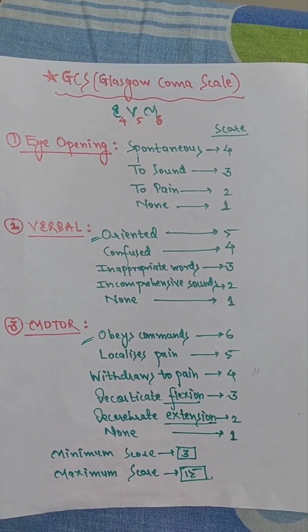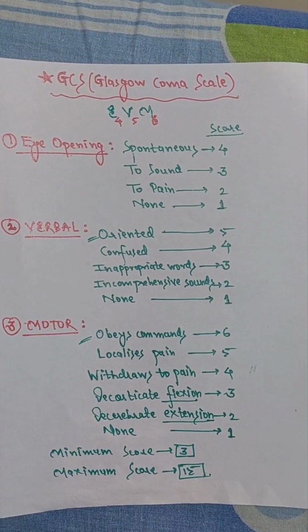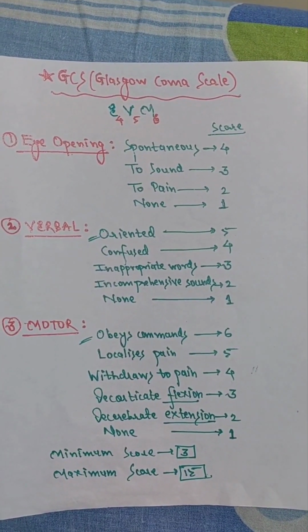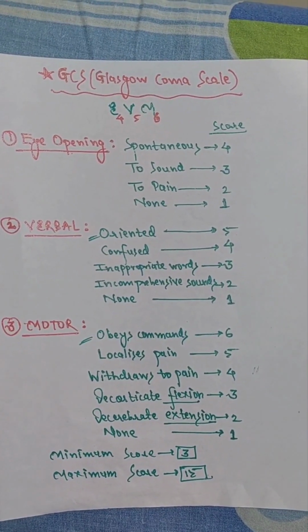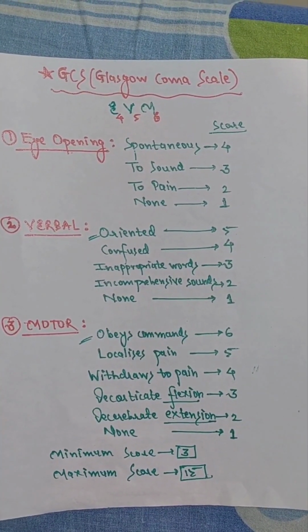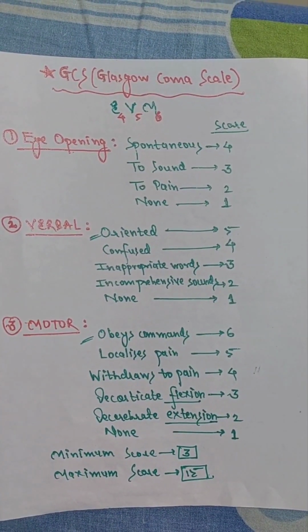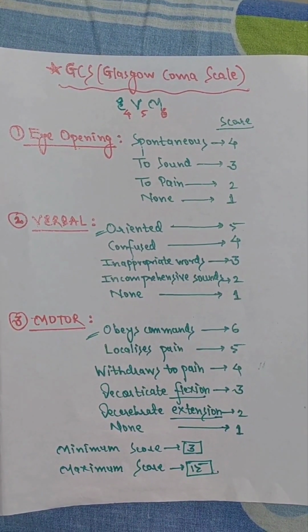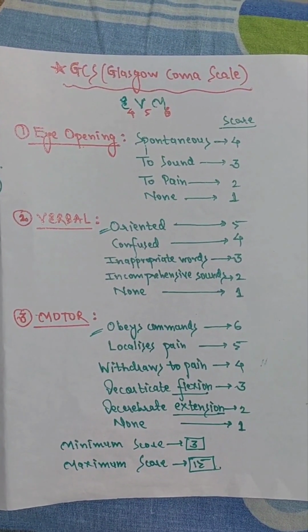Eye opening: if there is spontaneous eye opening, then the score will be 4. If eye opening is in response to sound, then it is 3. If eye opening to pain, then the score is 2. And if there is no eye opening, then the score is 1. Remember one thing, there is no 0 score, so the minimum score is 1 for eye opening.